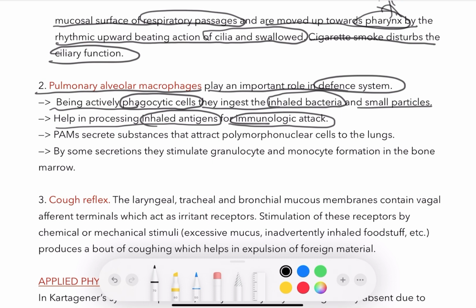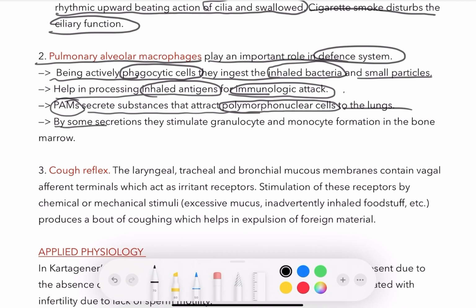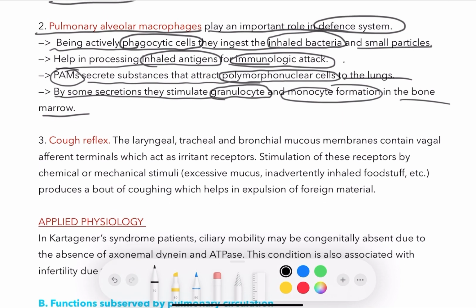Pulmonary alveolar macrophages, shortly known as PAM, secrete substances that attract polymorphonuclear cells, PMN, to the lungs. By some secretions, they also stimulate granulocyte and monocyte formation in the bone marrow, as part of the defense system.